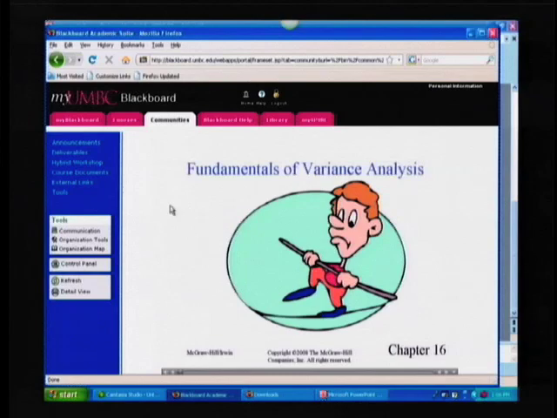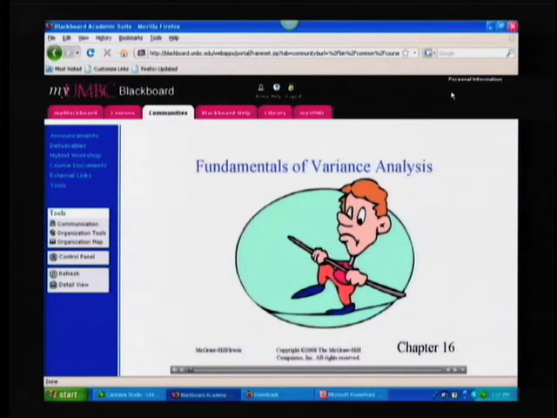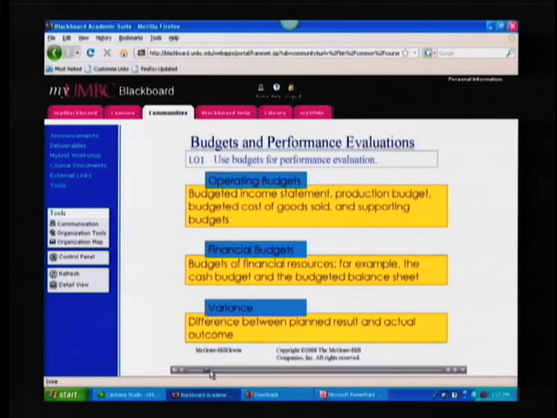In Chapter 13, we discuss the development of the master budget as a first step in the budgetary planning and control cycle. The budgeting process provides a means to coordinate activities among units of the organization, to communicate the organization's goals to individual units, and to ensure adequate resources. The budgets prepared in Chapter 13 included operating budgets, a budgeted income statement, production budget, budgeted cost of goods sold, and supporting budgets, and financial budgets that identify financial resources. For example, the cash budget and the budgeted balance sheet.